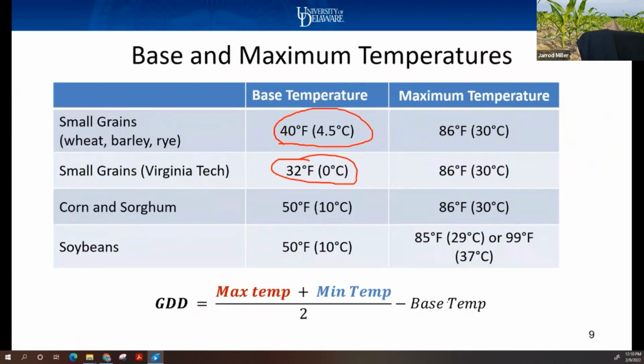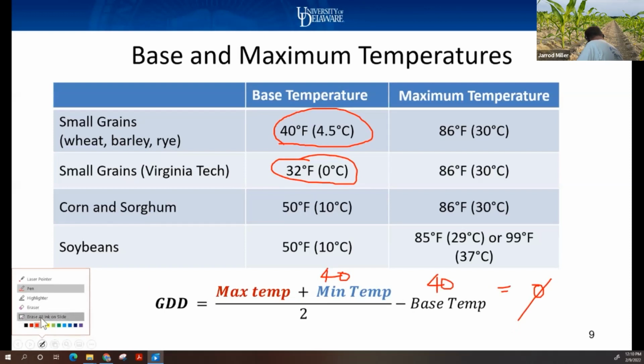So if you look at this, if your max and min divided by 2 is equal to 40, and your base temperature is 40, then your GDDs for that day are 0. And you don't count it. The same thing's going to go for corn.